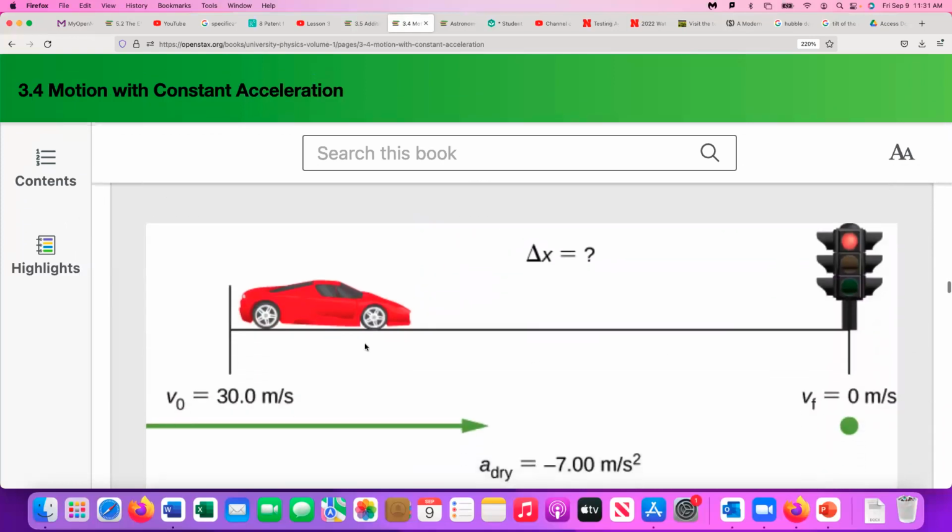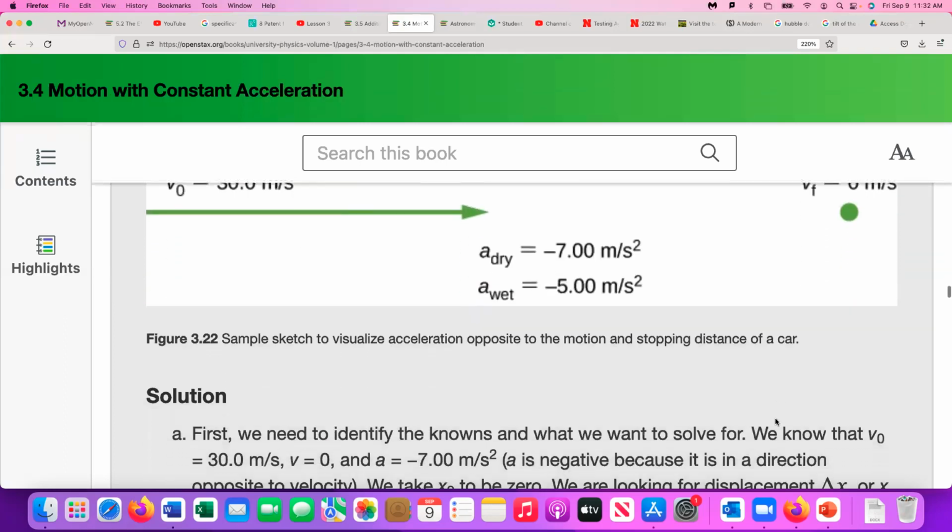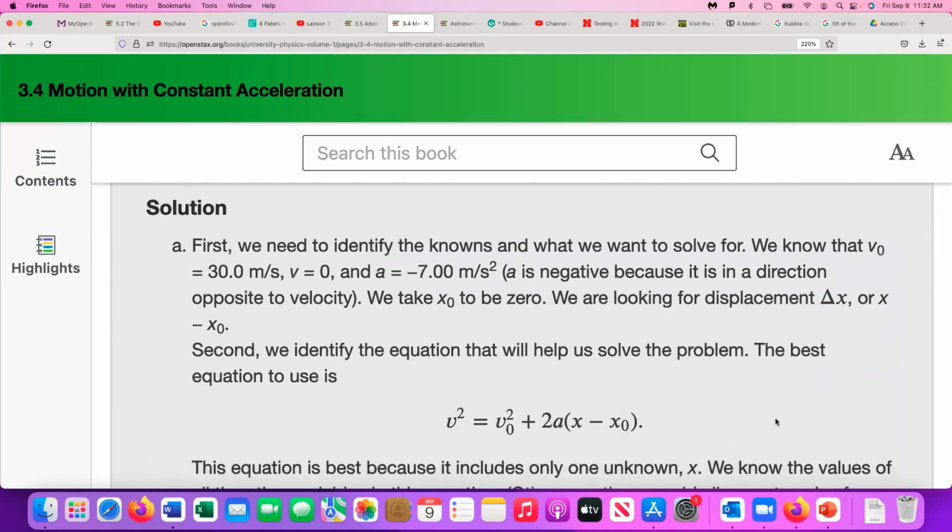And you can see here the drawing. Here's the car. Here's the distance that it's going to stop in. Initial velocity 30 meters per second, final velocity 0. We want to calculate the distance it's going to take to stop using these numbers.